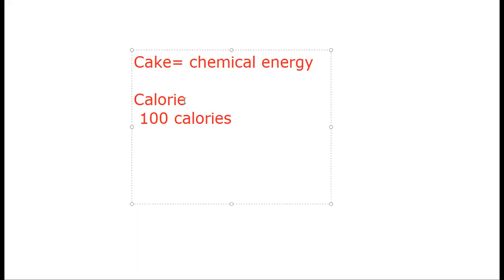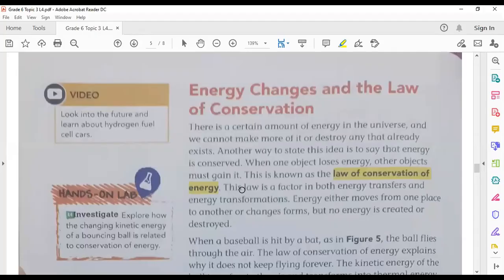When you eat this piece of cake, the chemical energy in the cake transforms, your body transforms this energy into what? Into heat. So these 100 calories change to heat, but they're still 100. They will not be 200 or 500 or even 99. They will stay the same amount. So energy can change from one form to another, but the total amount of energy is the same, like the law of conservation of mass.